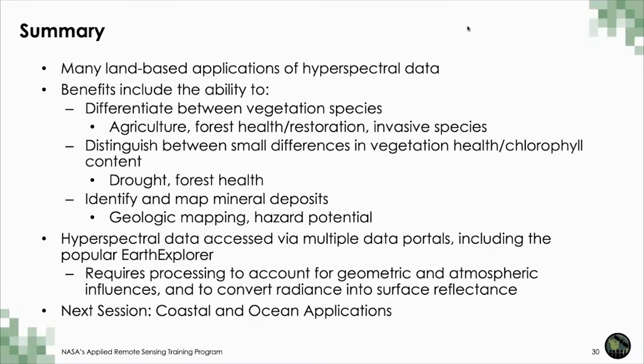We also discussed how hyperspectral data can be accessed via the data portal Earth Explorer. However, it's really important to remember that processing is required to account for influences such as geometric and atmospheric, and most of the data are available as radiance, which necessitates the conversion into surface reflectance prior to generating those spectral signatures. So these are some things to keep in mind when using hyperspectral data. And then finally, we demonstrated how to access and visualize Hyperion data.